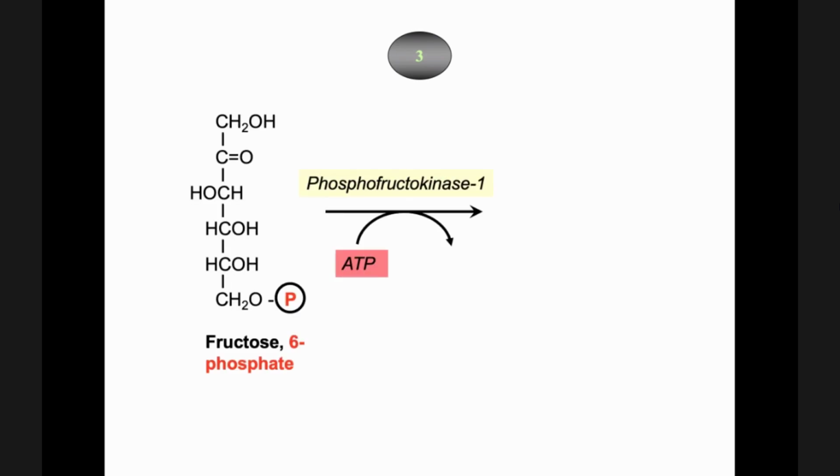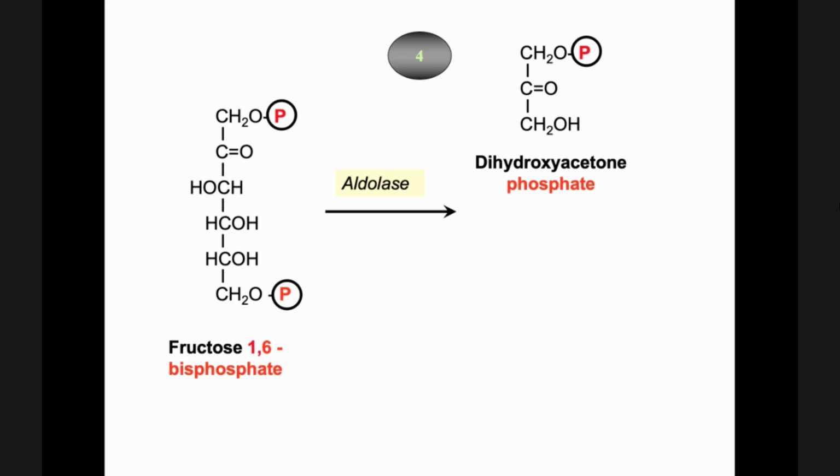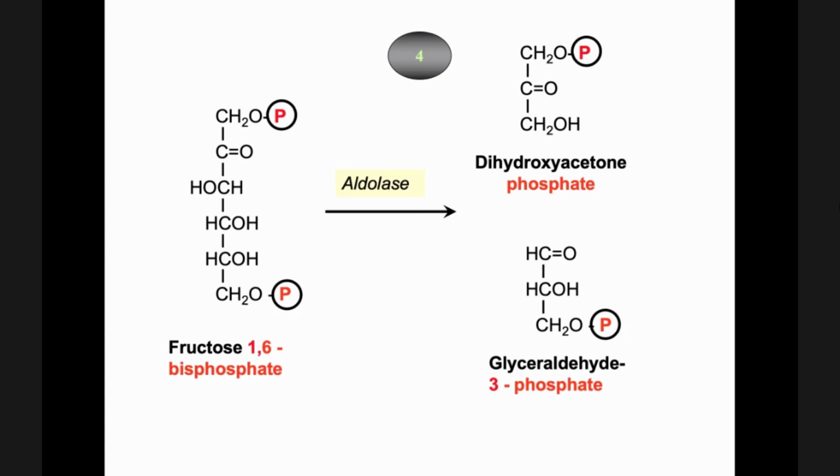Step number 3, in the presence of phosphofructokinase 1 and hydrolyzing ATP to ADP, we will have another phosphate group added to carbon number 1. So we will have fructose 1,6-bisphosphate. Step number 4, this 1,6-bisphosphate in the presence of aldolase will give us two molecules, the dihydroxyacetone phosphate and the glyceraldehyde phosphate. Now we need to change the dihydroxyacetone phosphate to glyceraldehyde 3-phosphate.